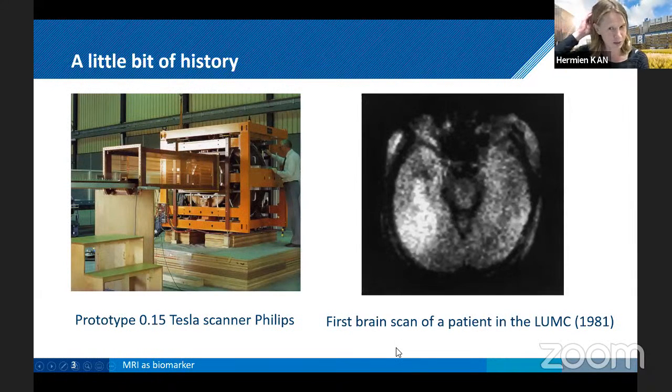So first, a little bit of history. I always like to include this picture, which is from the late 1970s, early 1980s. I must confess, I don't really know. But what you see here is a prototype 0.15 Tesla scanner from Philips on your left, which doesn't look at all like a scanner today. At least that's because we dress it up a lot more nicely. But you can also see the first brain scan of a patient in the LUMC in 1981. And if we would make a scan like this today, we would say the scan is just not successful, but back then we were really happy that we could look into the brain.